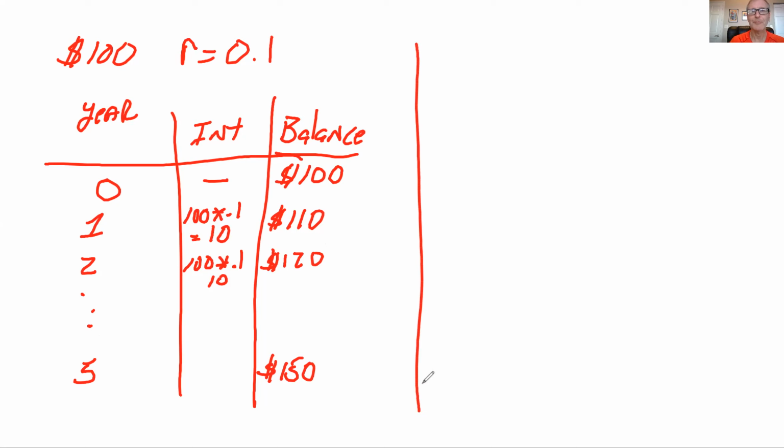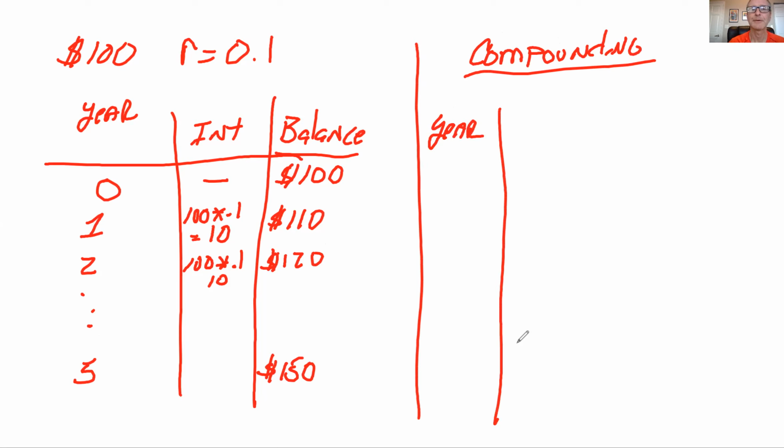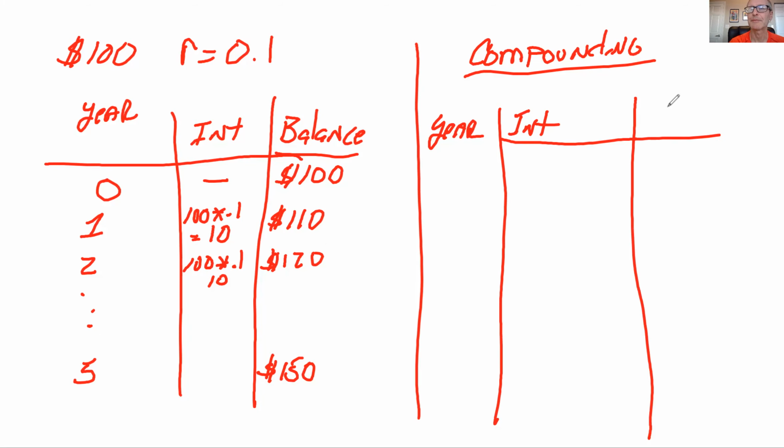So what happens in the compounding case? Well, here we'll call it compounding. And so in the compounding case, let me generate this again. So we start here, and this would be the interest calculation, and this would be your balance. So at year 0, you have no interest, and you stick in that $100 and see what happens.